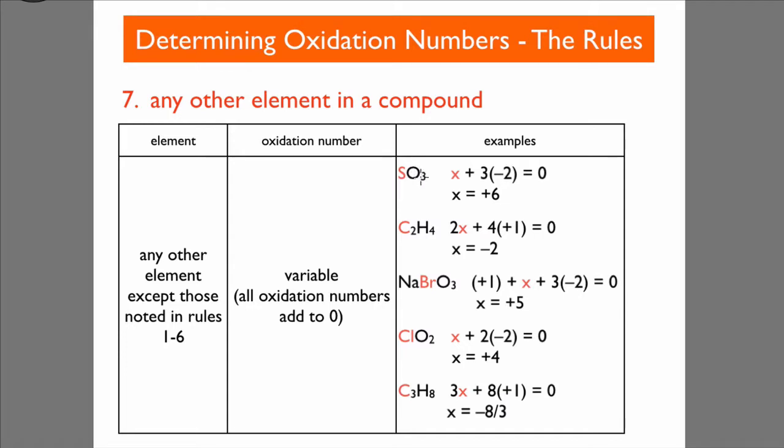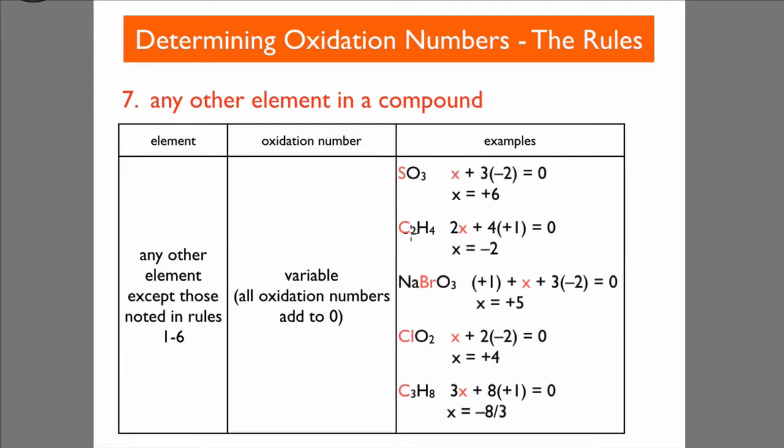Say, for example, here we know oxygen from our rules will be -2, and we've got 3 of them, so it'll be 3 times -2. We know that has to balance, the sulfur needs to balance that to give us an overall oxidation state of 0. The oxidation states will cancel out, and so X must be +6.